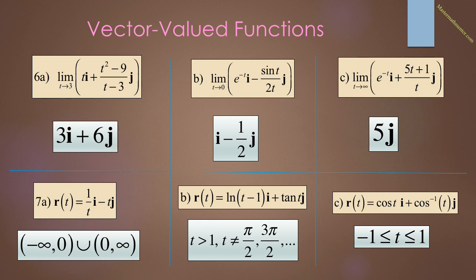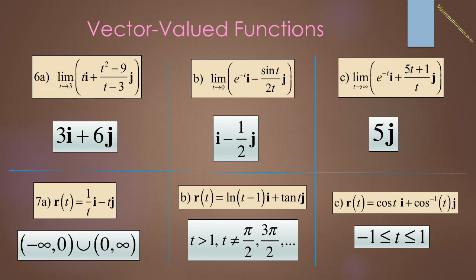B, r of t equals the natural log of t minus 1 i plus tangent t j. The natural log is continuous when the expression is greater than 0. So t minus 1 is greater than 0, meaning t must be greater than 1. And tangent is discontinuous at pi over 2, 3 pi over 2, etc. So continuity here is that t must be greater than 1, but not equal to pi over 2, 3 pi over 2, etc.